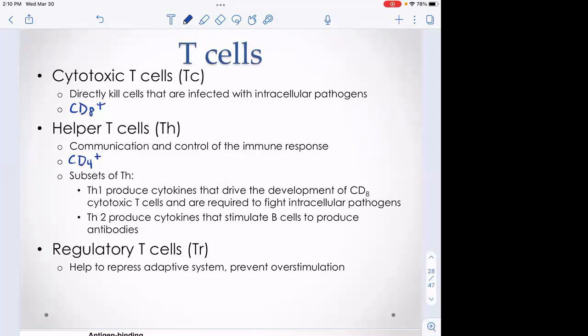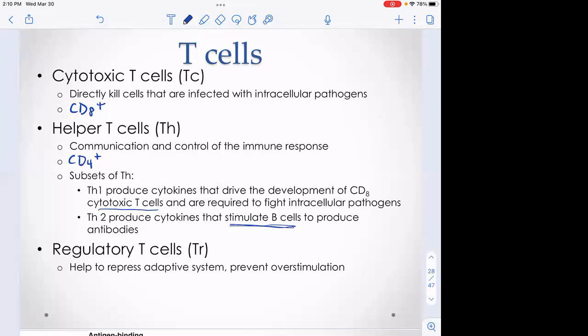There are actually two different kinds of T helper cells, and we'll see when they differentiate. The T helper 1 cells drive the activation of cytotoxic T cells, and we'll get to that in a few minutes in a graphic. And T helper 2 cells are going to be important to activate B cells to make antibodies.